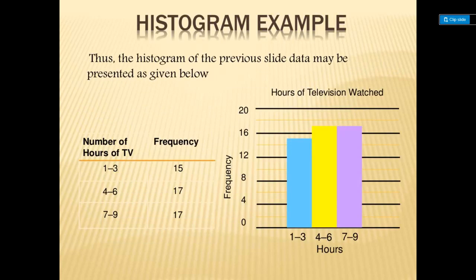This is an example of a histogram where you can see the number of hours of TV, that is a group distribution, or you can say a class distribution: 1 to 3 hours, 4 to 6 hours, 7 to 9 hours, and frequency is the number of students that are watching TV for 1 to 3 hours, 4 to 6 hours, and 7 to 9 hours. There is no space between the bars, and this one is a histogram.